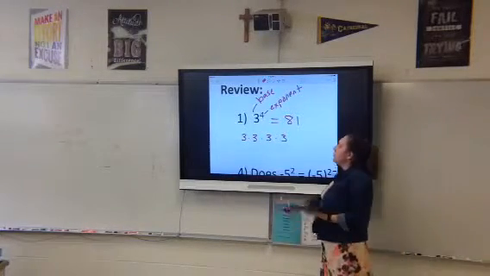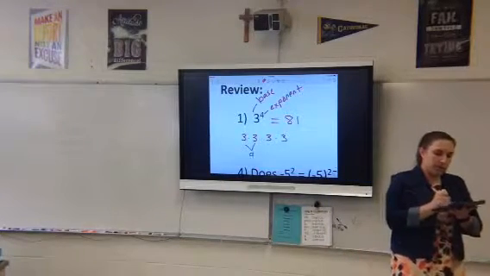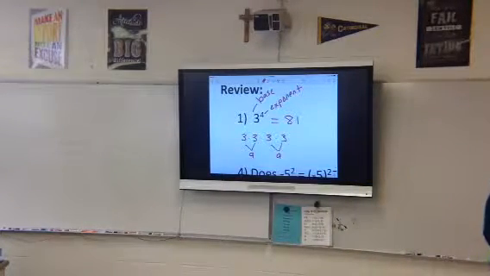Okay, so then you would take 3 times 3 and get 9 and 9. So then 9 times 9 is 81. Okay? All right, does anybody have a question about that?